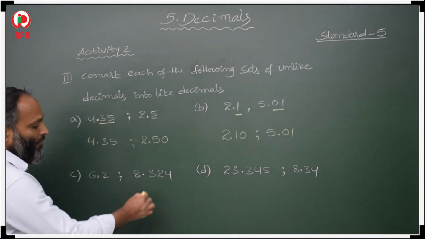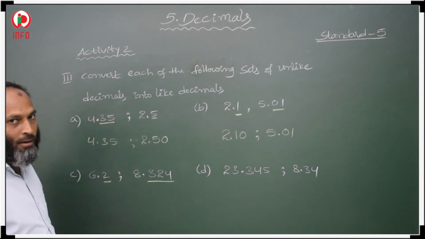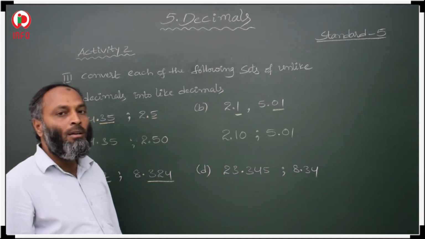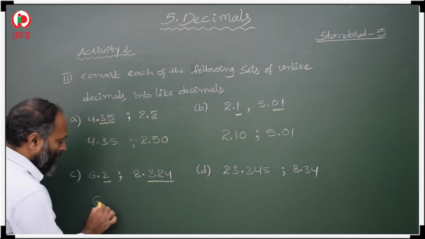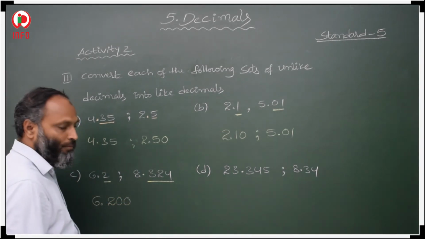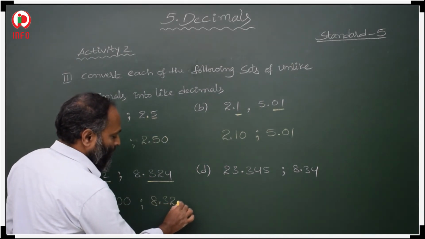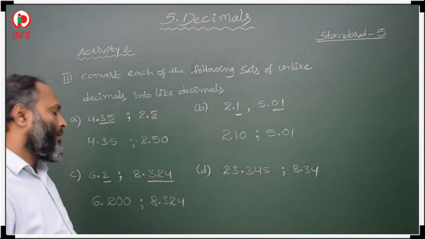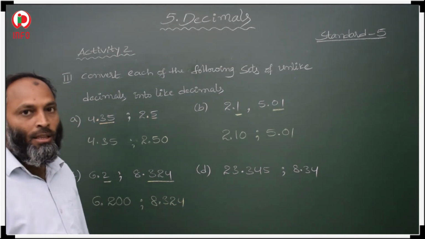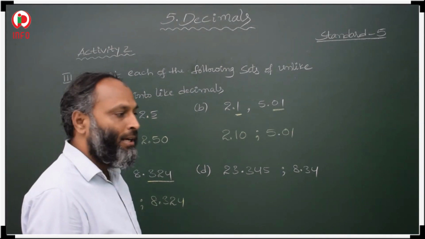Here how many places are there? Here 3 places. Here how many places? Only 1 place is there. 2 more places we need. In those 2 places you keep zeros. Then 6.2, you keep 2 zeros, 6.200, and after that 8.324. Now you check how many places were there. 1, 2, 3 places. 3 places were there. So now they are a like decimal set.